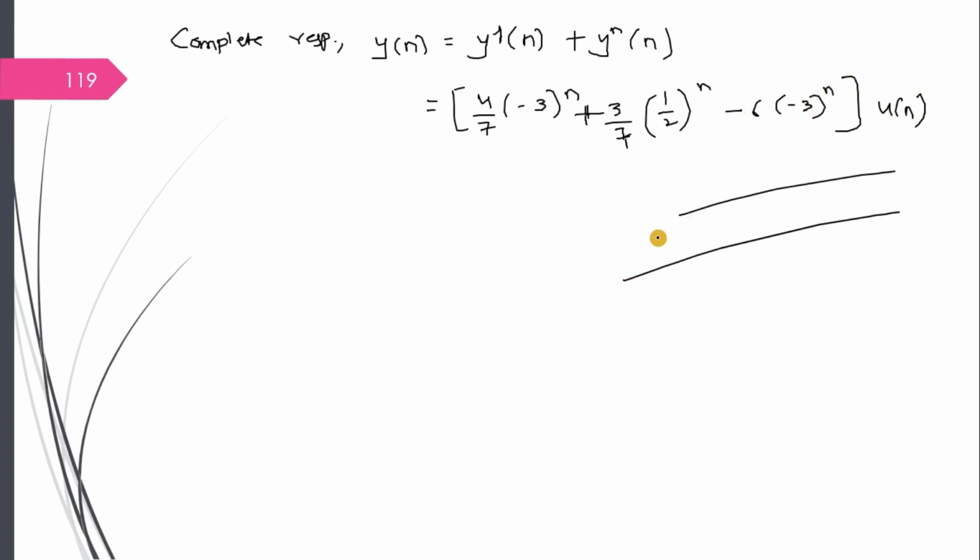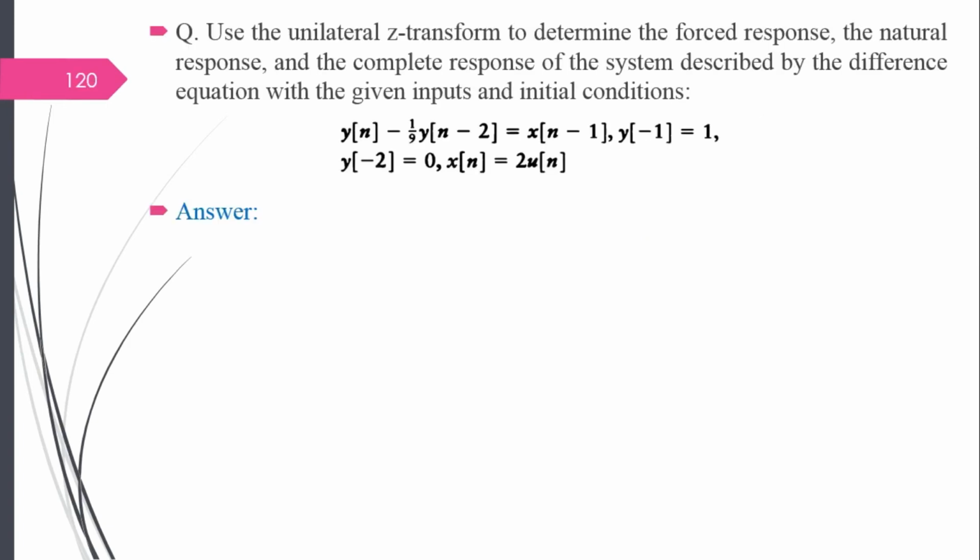This completes your problem. Now I have two more such variations. Quickly solve it. Use the unilateral Z transform to determine forced response, natural response and complete response, given the difference equation and initial conditions. The given equation is y of n minus 1 by 9 y of n minus 2 is equal to x of n minus 1. These two are initial conditions. X of n is equal to 2 into u of n.